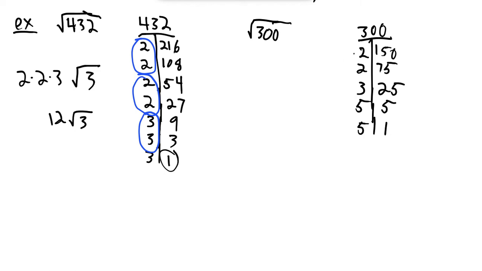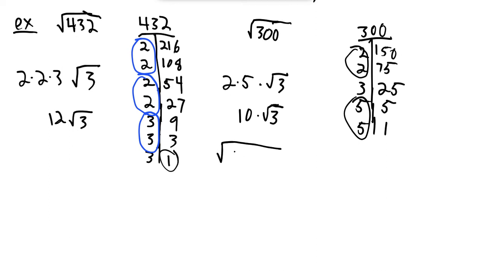Who are our partners? Well, we have 2 2s and 2 5s. So this is 2 times 5 times the square root of 3. Or this is 10 times the square root of 3. Now let's look at a second way to do this. If this makes sense to you, go ahead and use it. If not, this is tried and true. It'll work every time. We can also say that 300 is the same thing as 3 times 100.